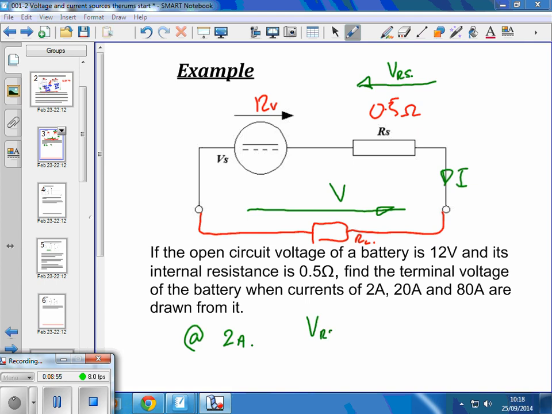Yeah, so VRS is I times RS. It's 2 times 0.5 equals 1 volt. Therefore, terminal voltage, we'll call it VT, is 12 minus 1, 11 volts. So as soon as we start to draw some current, we lose some terminal voltage. Okay?